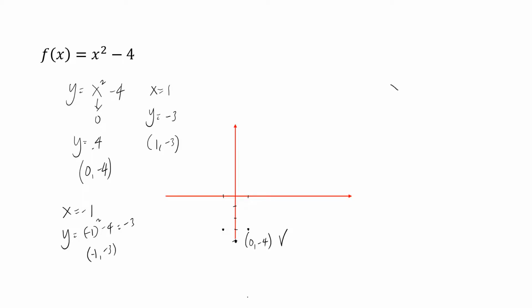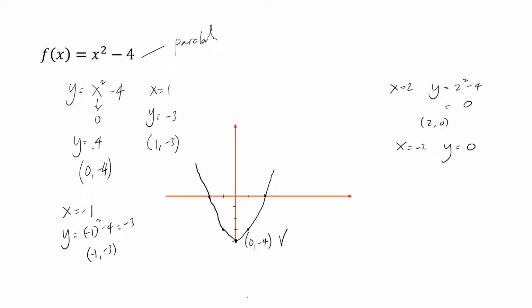When x is 2, y = 2² - 4, that gives you 0. So (2, 0) is another point. And when x is -2, y is also equal to 0. Since this is a quadratic equation and we know that this is a parabola, you have these points and you can clearly see that indeed the graph is a parabola with vertex at (0, -4), opening upward.